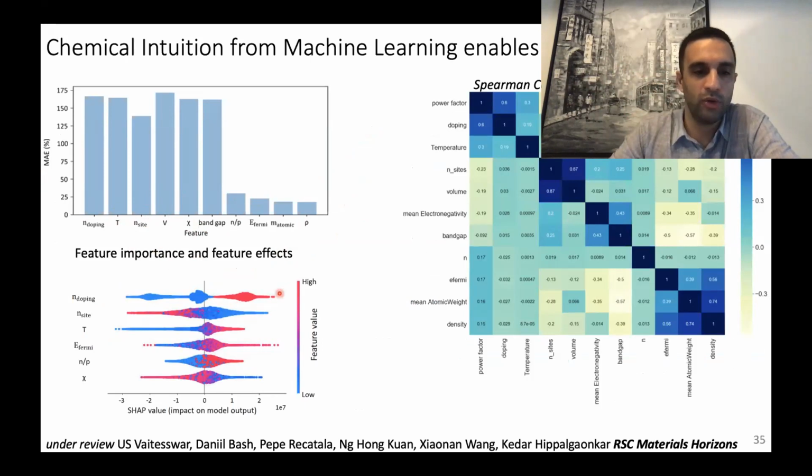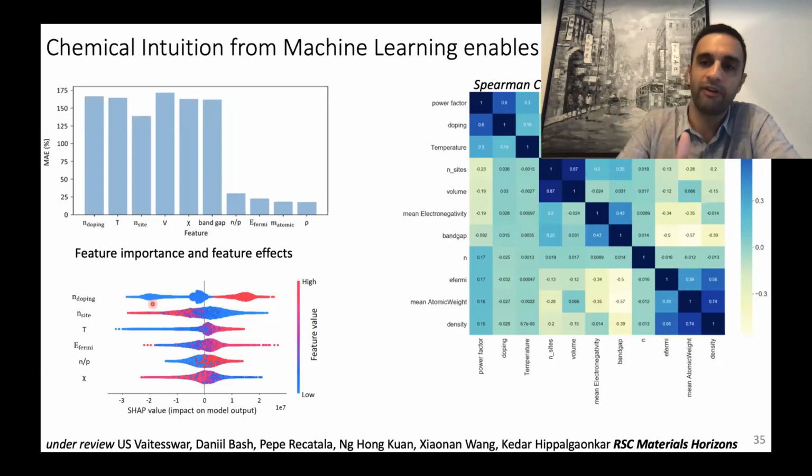What you can also do is things like SHAP value analysis, which if you're interested, you can message me about. What it does is tell you the feature effects. So what effect does the doping level have on your power factor? If you have a high value of the doping level, then it has a positive effect on your power factor. And if you have a low value, it has a negative effect on the power factor.